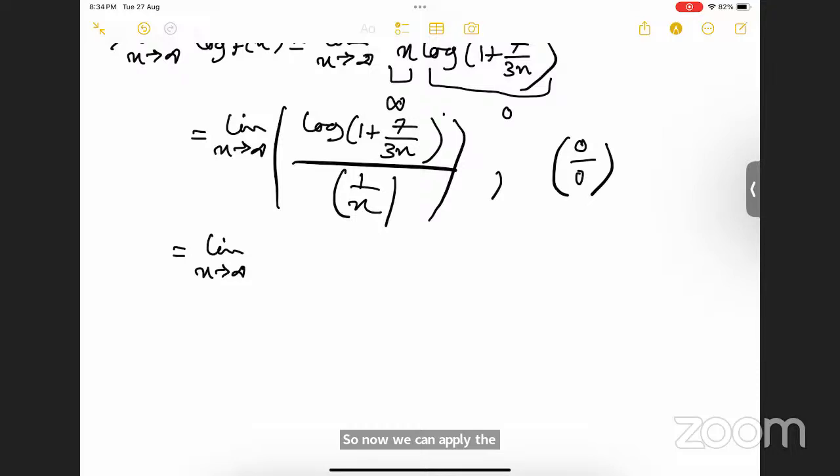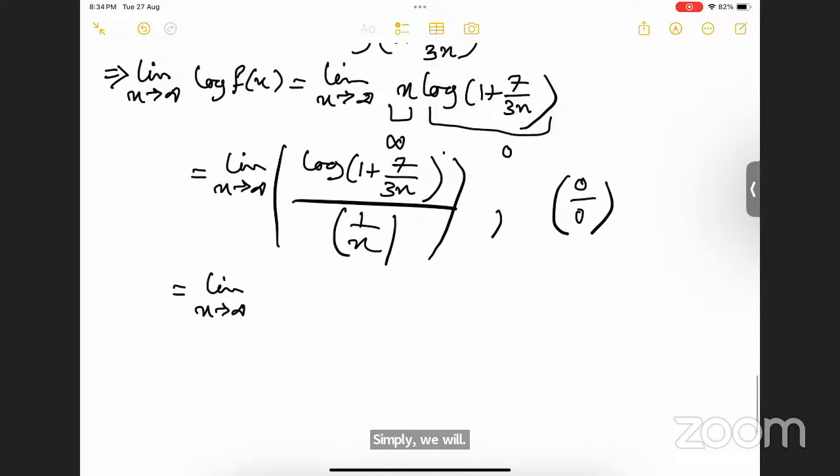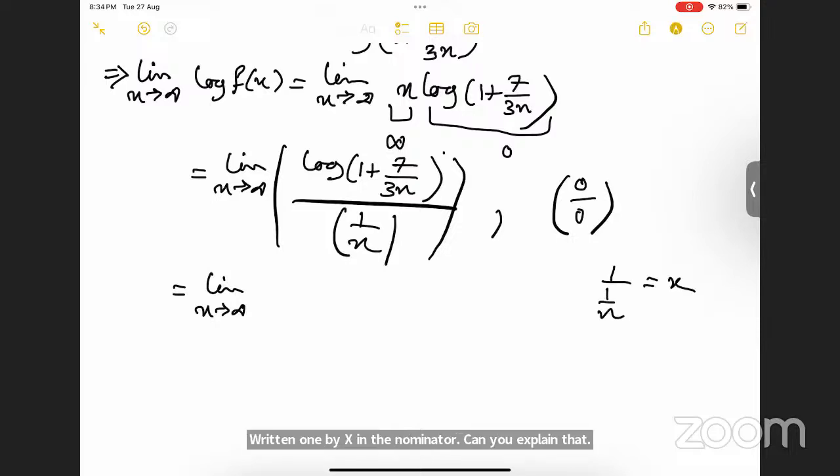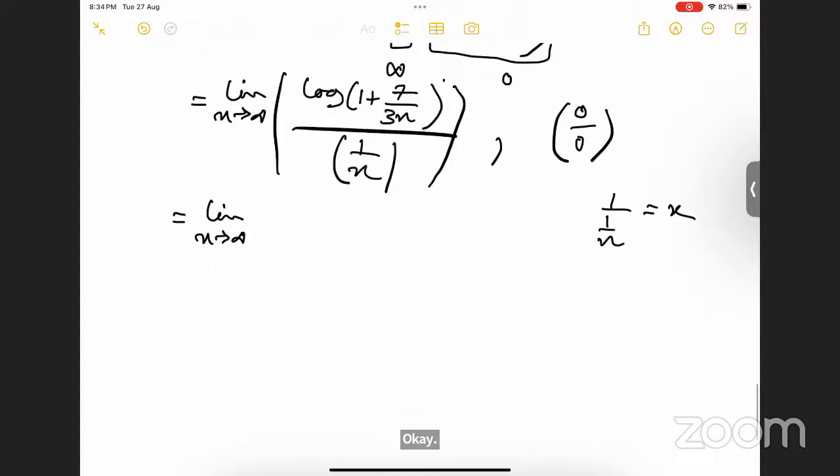Ma'am, how have you written 1 by x in denominator? Can you explain that? 1 by 1 by x means x, right? That's a simple step, right? Okay, ma'am.